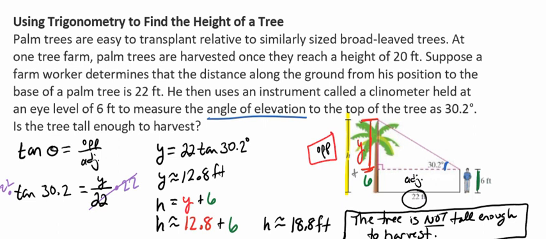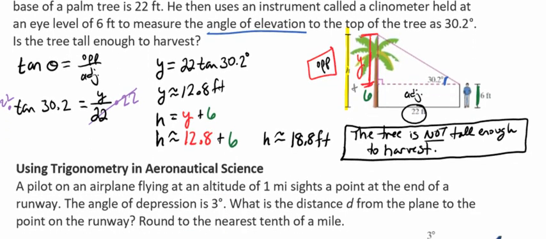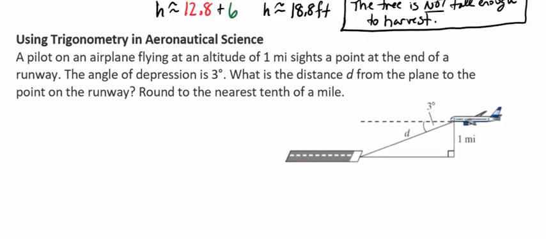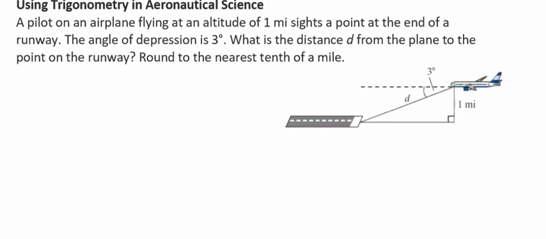Let's take a look at another example. Let's use some trigonometry in aeronautical science. So here we have a pilot on an airplane flying at an altitude of 1 mile, and it sights a point at the end of a runway, and the angle of depression is 3 degrees. What is the distance d from the plane to the point on the runway? And round our answer to the nearest tenth of a mile.